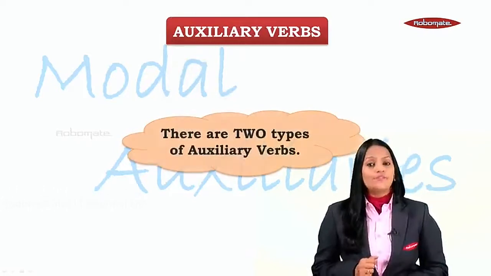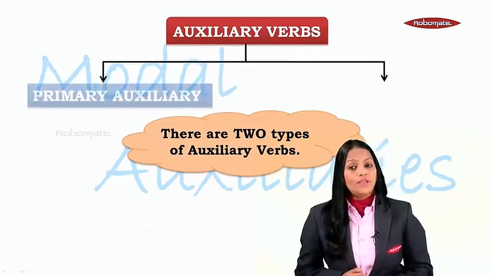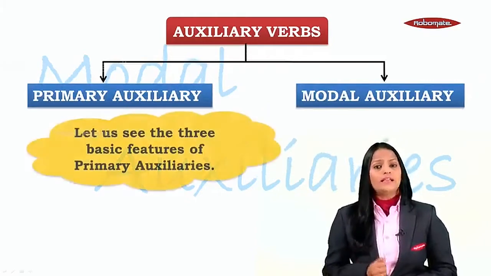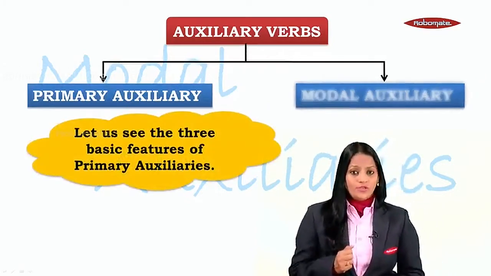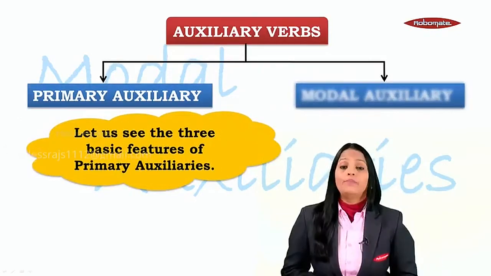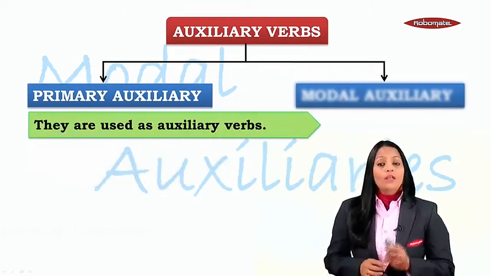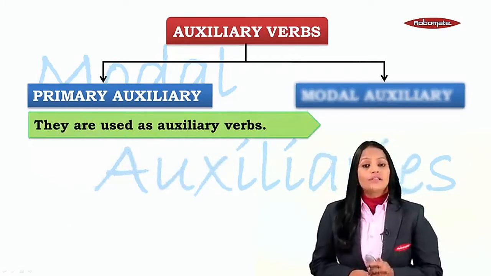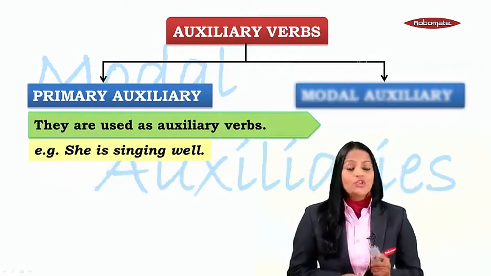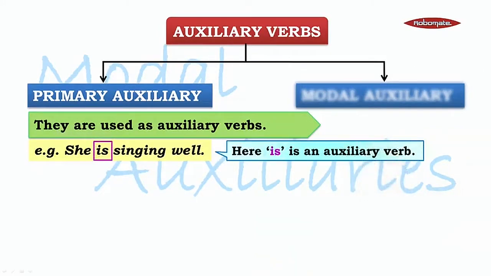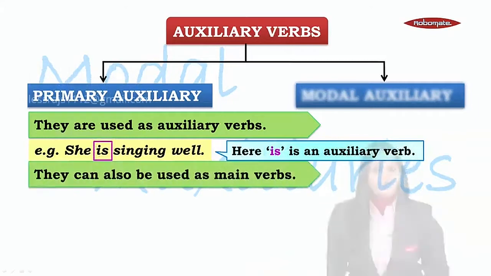Now, there are two types of auxiliary verbs, primary auxiliary and modal auxiliary. Let us understand the difference between the two. So, first we will study the basic features of primary auxiliaries. Now, they are used as auxiliary verbs. Example, she is singing well. Once again, the two verbs here are is singing, but is is the first verb, so it is an auxiliary verb. We are using the verb is as an auxiliary verb.